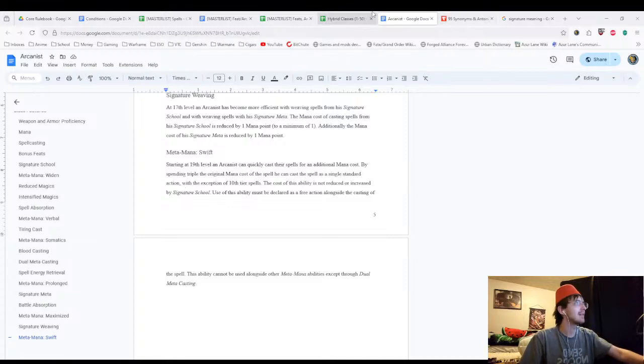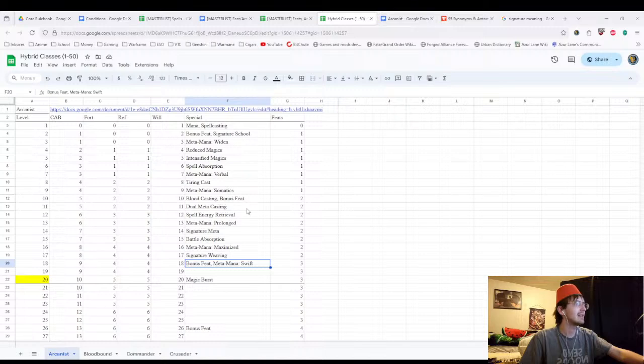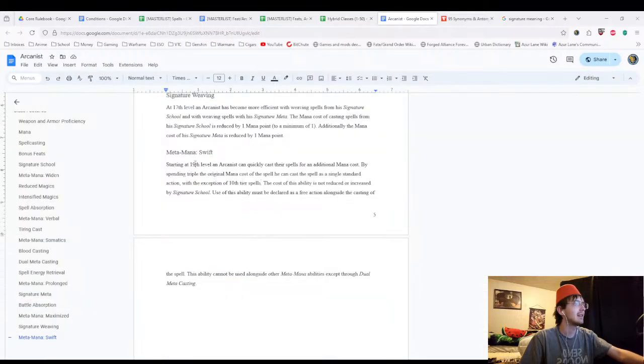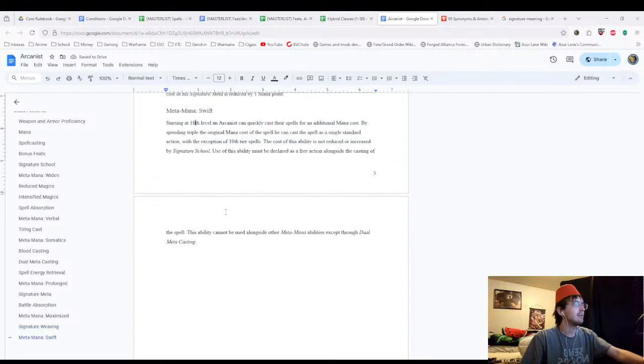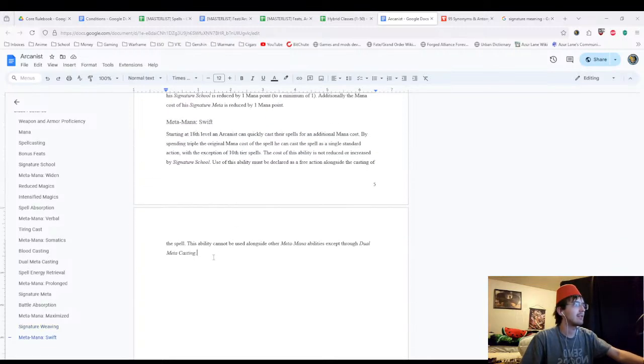Wait a minute, Meta Mana Swift is level 18, not 19. I still have to come up with something for 19. There we go. Okay, alright. Meta Mana Swift. Now, level 19. And this is where I might struggle.